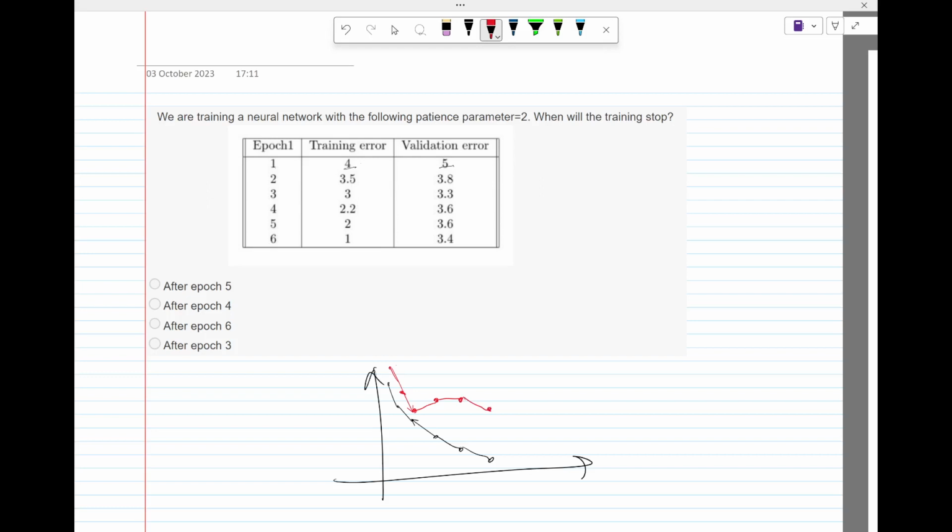So patience parameter means once you reach the lowest validation error, you wait till two more epochs, or if patience parameter is k, then you wait till k epochs and see if the validation error is decreasing even more. If it doesn't decrease, then you stop. So you are being patient for two more epochs just to see if the validation error decreases even more or not.